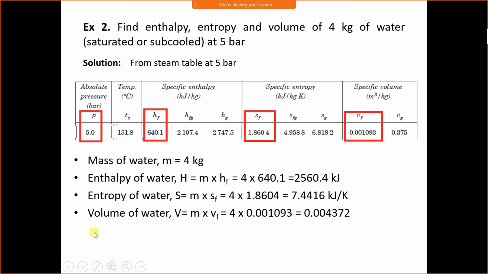Next, total volume. Volume of water, capital V is equal to M into vf. The value of vf is 0.001093. Therefore, M is 4, vf is 0.001093. Multiplication gives 0.004373. The unit of vf is meter cube per kg. kg will get cancelled and the unit will remain meter cube.